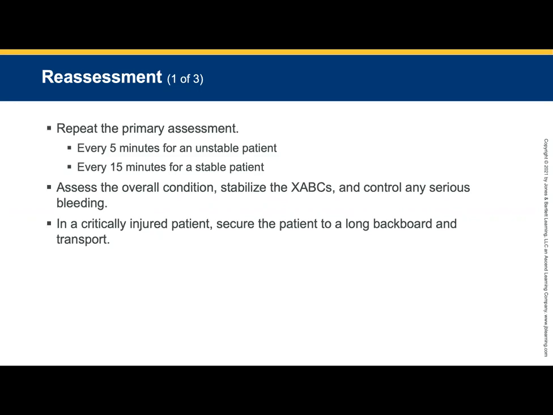Assess the patient's overall condition, stabilize the ABCs, and control any serious bleeding. In critically injured patients, you should secure the patient to a long backboard using C-spine precautions. You want to make sure that you start with their pelvis, do the abdominal area like their chest cavity, and then go to the legs. There's certain ways that we want to secure the patients to the backboard so we know that they are secured and they're not going to fall off.